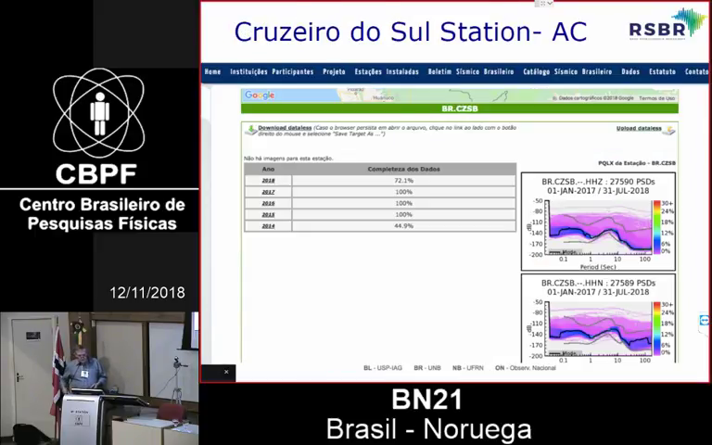If you look at one particular station, this is Cruzeiro do Sul in Acre. You see how the data set is complete for most years. Now you are at 17.1 just because the year hasn't finished yet. And you also have a kind of quality control of the average data set you have there.